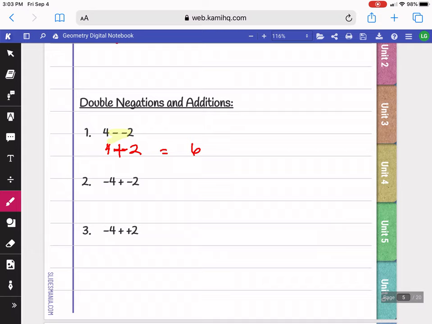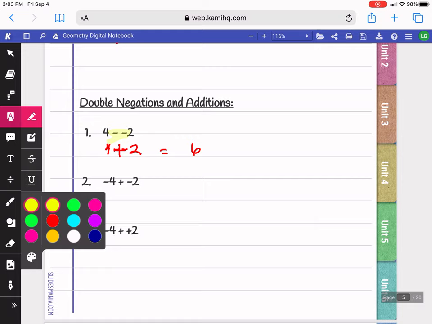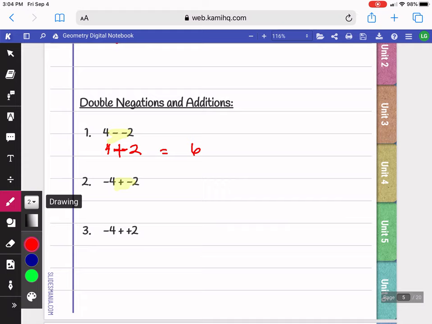On this next one, negative 4 plus negative 2, we have a plus a negative. That's actually the same as subtracting. So negative 4 plus negative 2 can be written as negative 4 minus 2. And if you remember from before, these are same signs. So you're really adding them. So 4 plus 2 is 6. And you keep the sign of the bigger number, so negative 6.